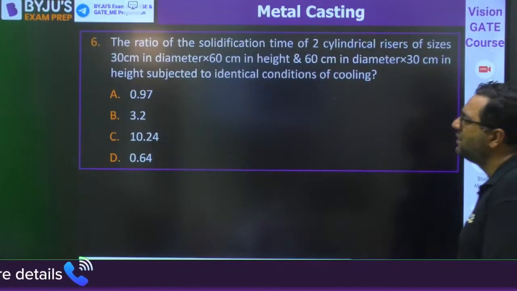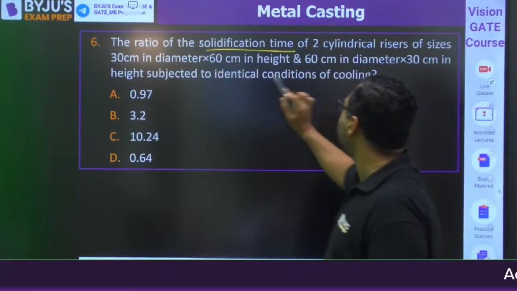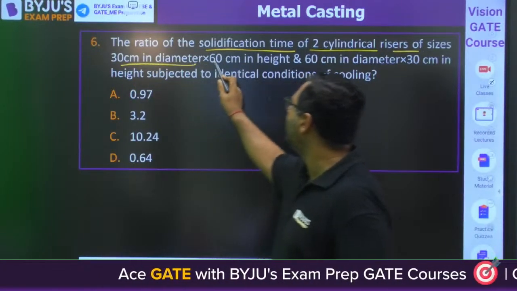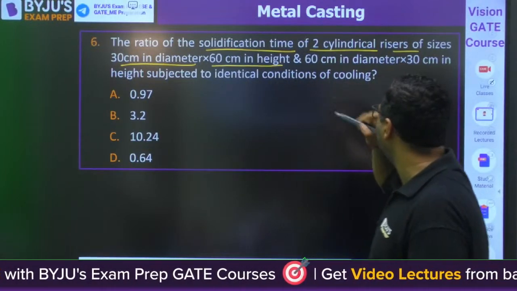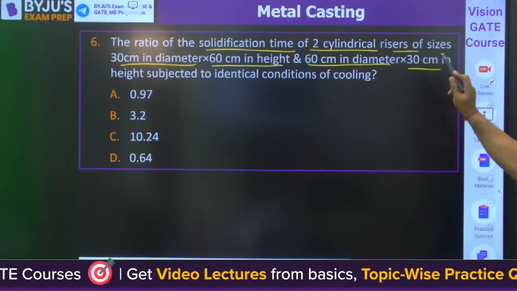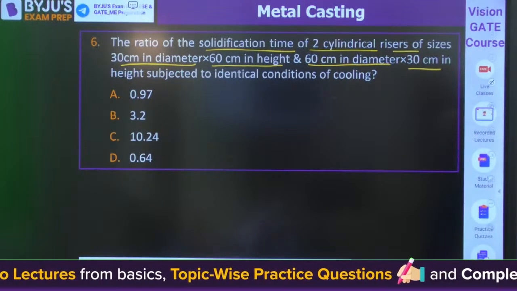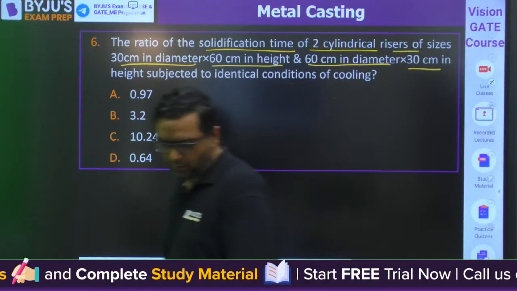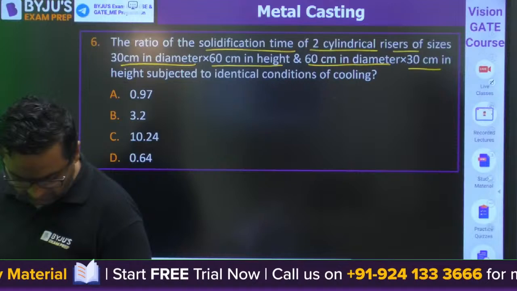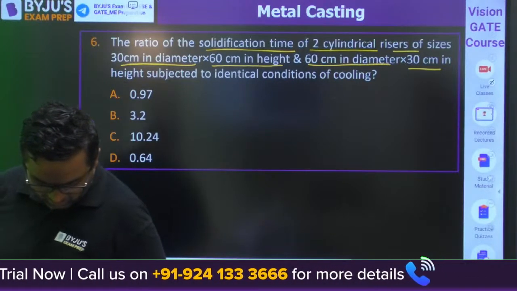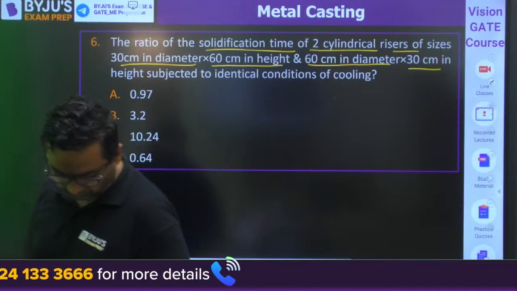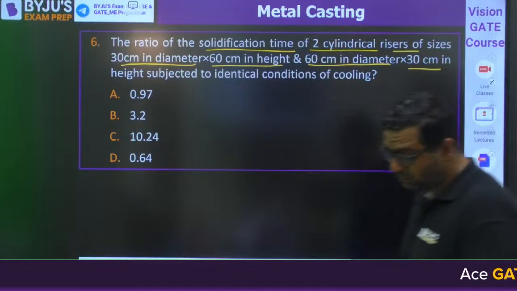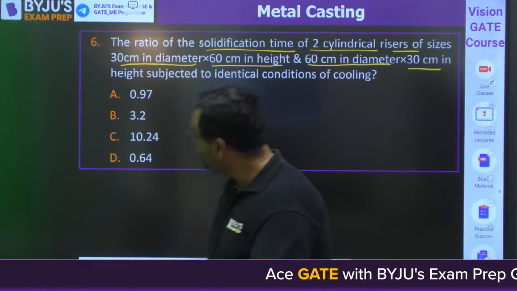Moving to question number 6. The ratio of solidification time of two cylindrical risers of size 30 centimeter in diameter by 60 centimeter in height and 60 centimeter in diameter by 30 centimeter in height, subjected to identical conditions of cooling. You need to find out the ratio of solidification time. Try to solve it, guys.